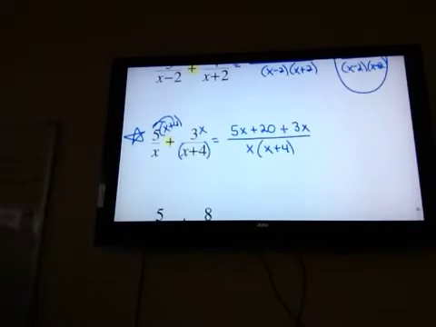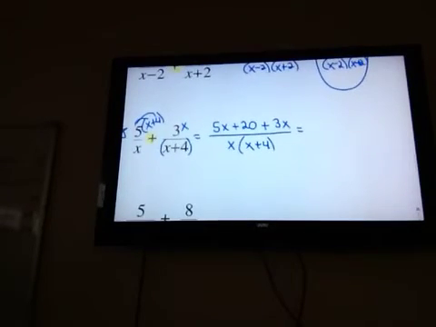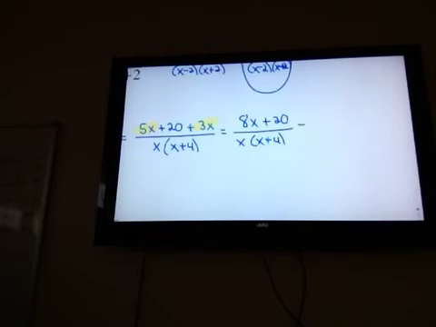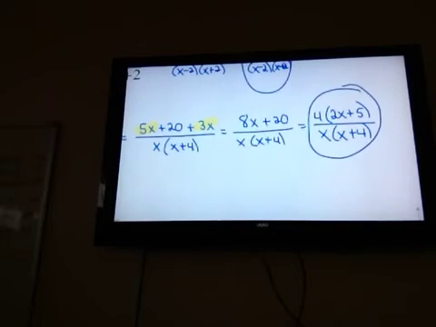Good observation, though. Okay, so 3 steps in order. Add, factor, reduce. 5x and 3x is 8x. Plus 20. So collect those like terms. Factor if I can. I can take out a common factor of a 4. And I'm left with 2x plus 5 over x times x plus 4. And then I look to see if I can reduce, but I cannot. So that is my solution.